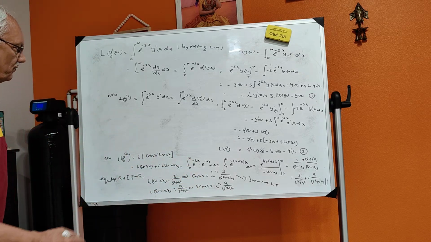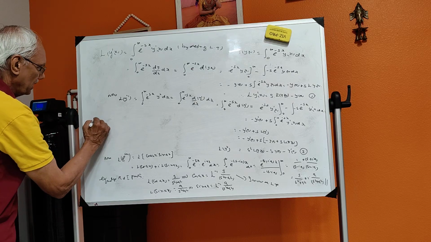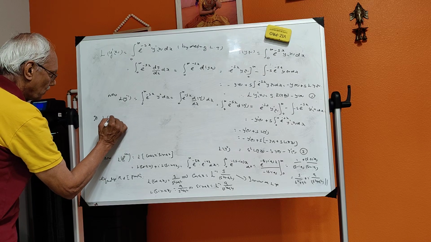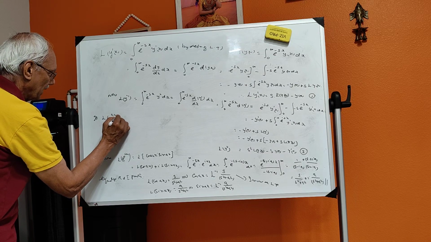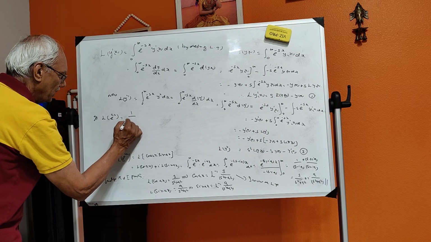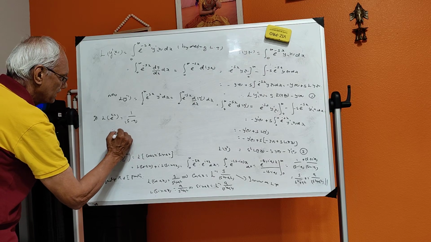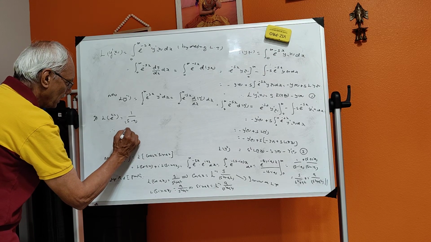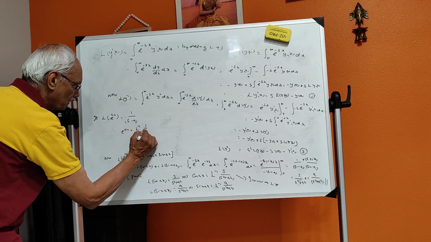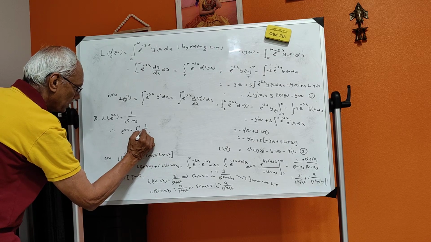For your kind information, know that if L of e to the power of ax, the value if you find, is nothing but 1 by s minus a. Therefore, you will get e to the power of ax is equal to the inverse Laplace transform of 1 by s minus a. This is fine.